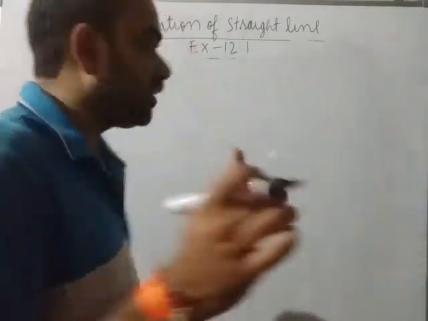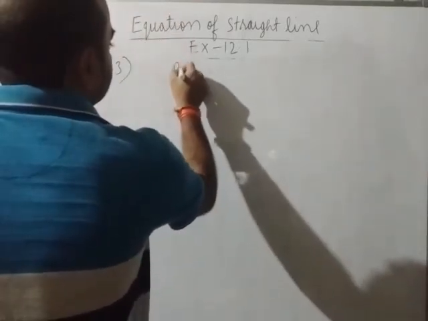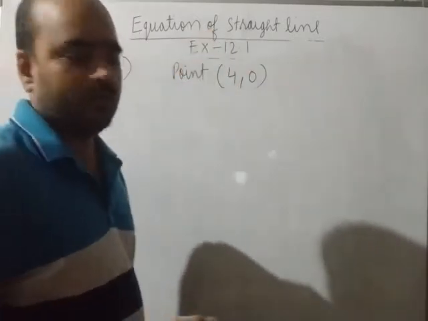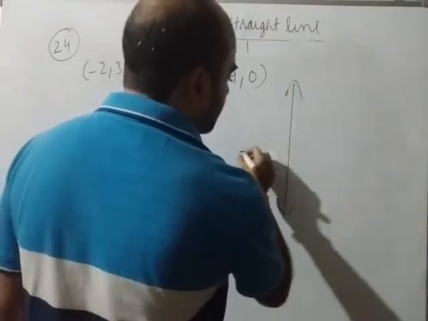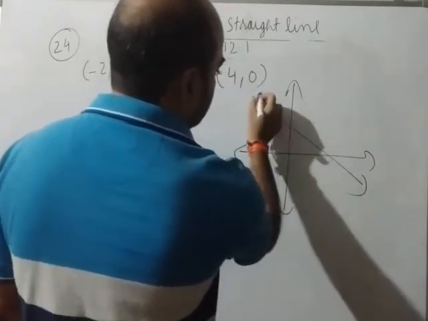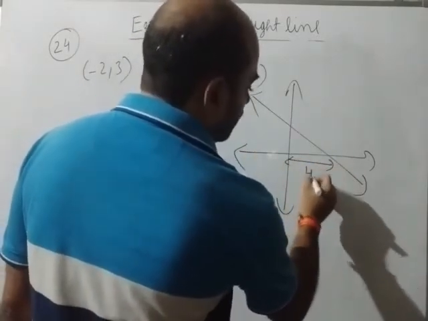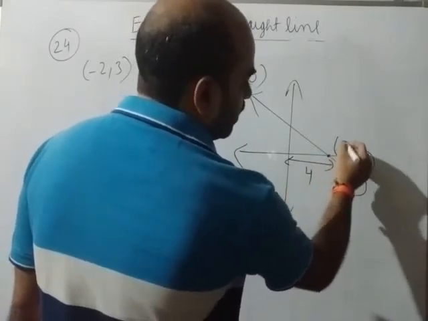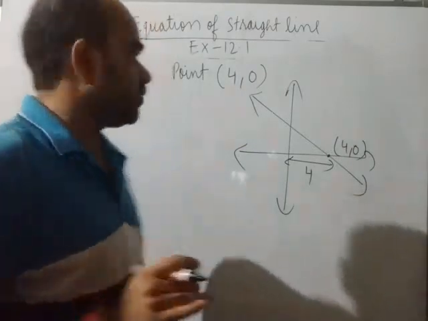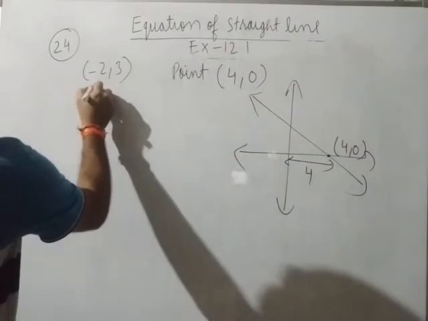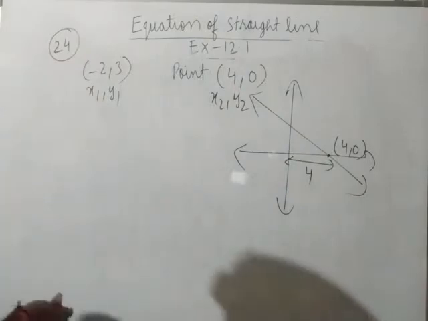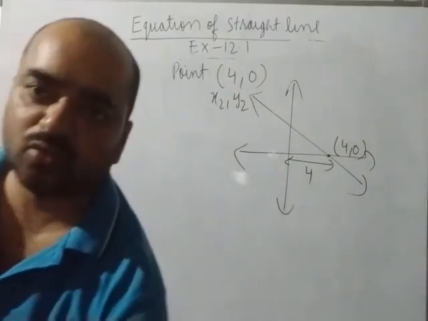The x-intercept is 4. It means at which point? The point will be (4, 0). Why? Suppose I take one example, (-2, 3). If the x-intercept is 4, what is the coordinate of this point? (4, 0), correct? So we have two points. Suppose one is (x1, y1) and the other is (x2, y2). Then apply the two-point form.